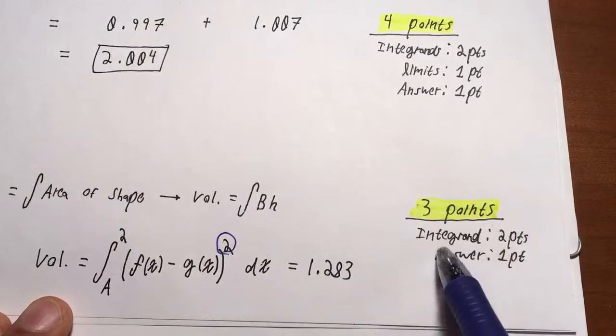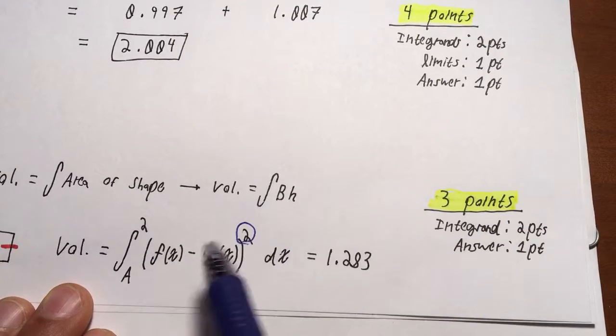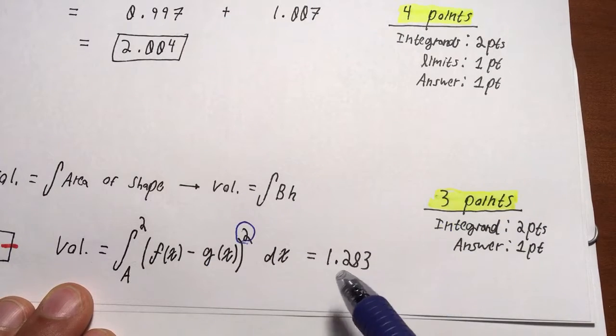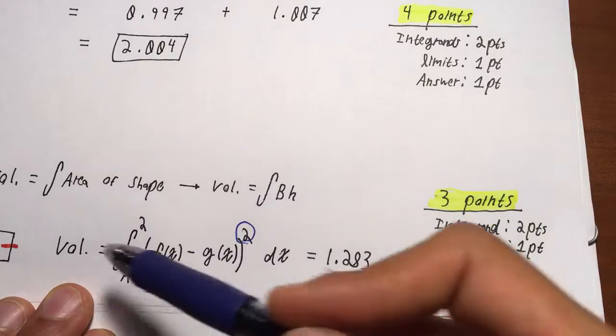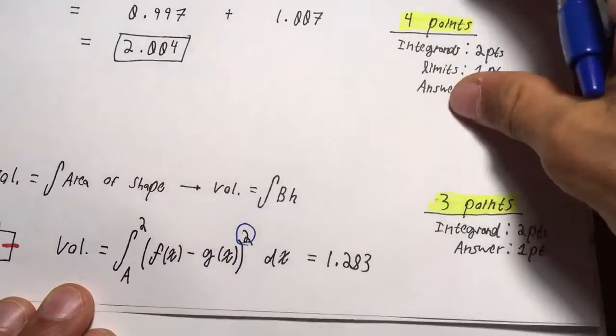Now again, most of your points come from the setup. You only gain 1 point for the actual answer. So even if you're not calculator savvy, just having the right setup will give you most of the points.